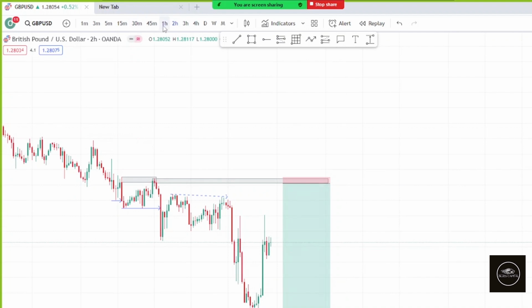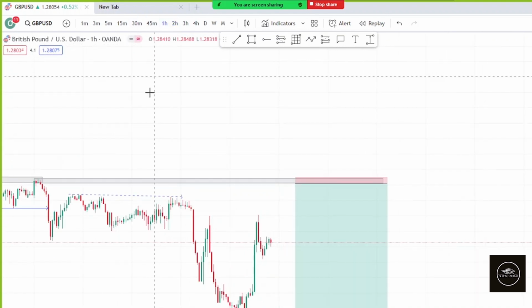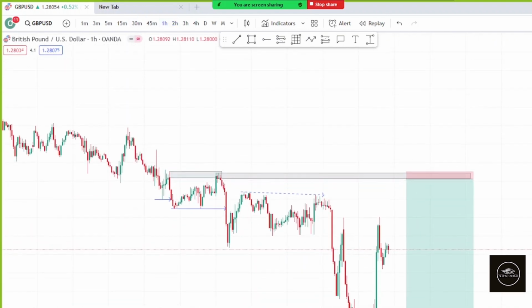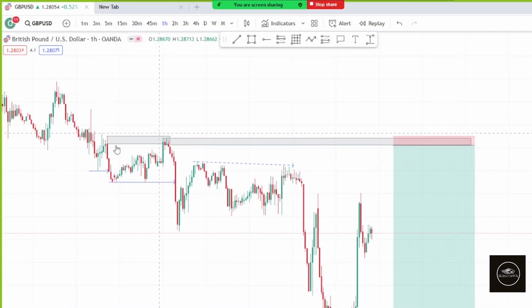So this is 1 hour time frame. Let's move down to 1 hour. You can see this is the last. After this break of structure to the downside, market retreats back to a supply zone. This is a premium supply zone. Market mitigated the supply zone, respected the zone, broke structure to the downside again. This is another break of structure.